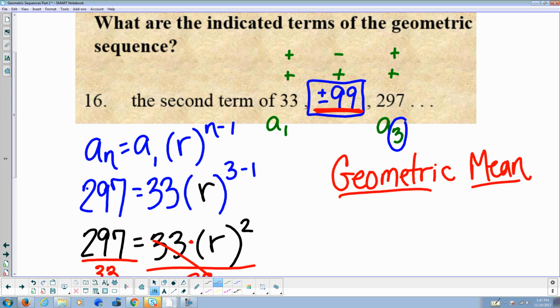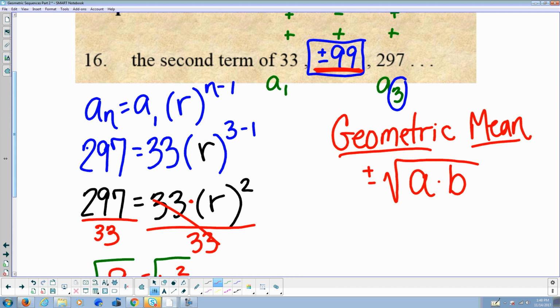So we could have found here the geometric mean by, here's the procedure, taking the square root of the product of the two numbers given. And the answer for the geometric mean is always going to be plus or minus, a positive or a negative. So let me demonstrate with the problem we were given. When we had A to be 33 and B to be 297, we could have said plus or minus the square root of 33 times 297.